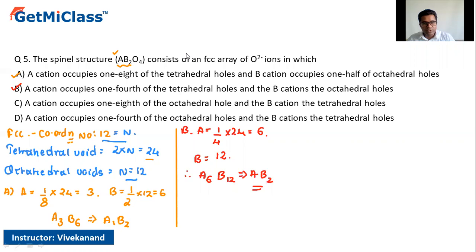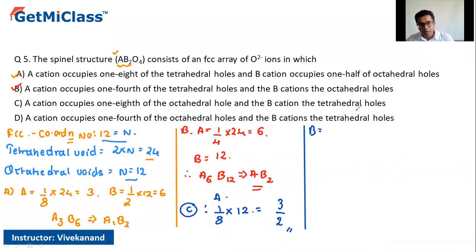Now let's observe option C. The A cation occupies 1/8 of the octahedral voids. 1/8 of 12 is going to be 3/2, right? And B is going to occupy all the tetrahedral voids, so they are 24. So here A is going to be 3/2 and B is going to be 24, so the ratio is 3/2 to 24. This is not a correct option.